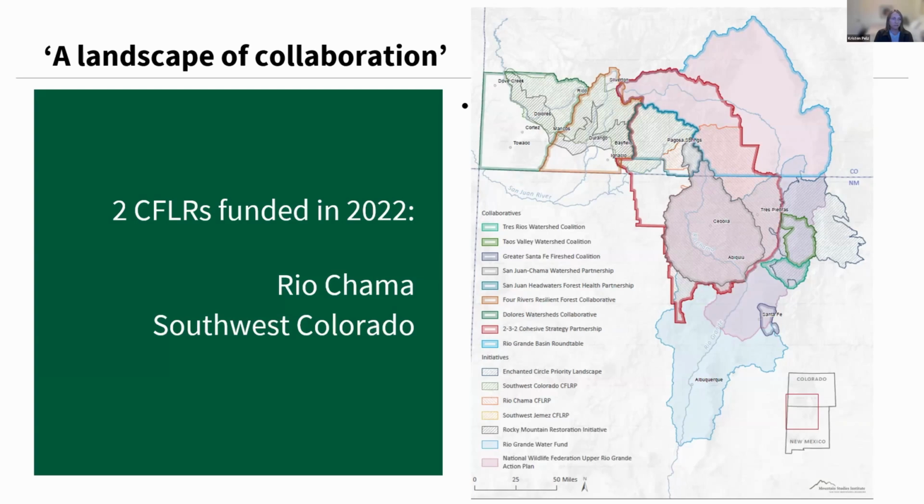And in 2022, 2 CFLRs were funded in this landscape. The Rio Chama, which is that pink boundary that goes into the hatching that you can see there, and also the Southwest Colorado CFLR. These had the benefit of learning from the past and hindsight from the other CFLRs, and what monitoring worked and was feasible, was affordable, and made sense, and also that review that looked at lessons learned from the monitoring at the project and landscape scales.